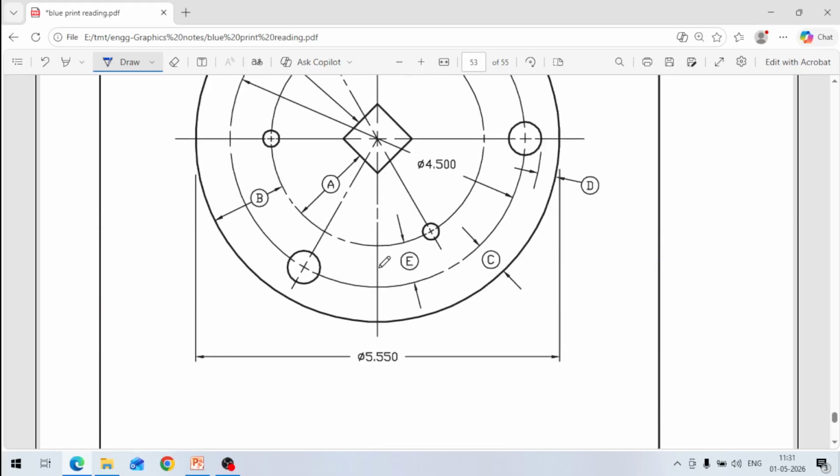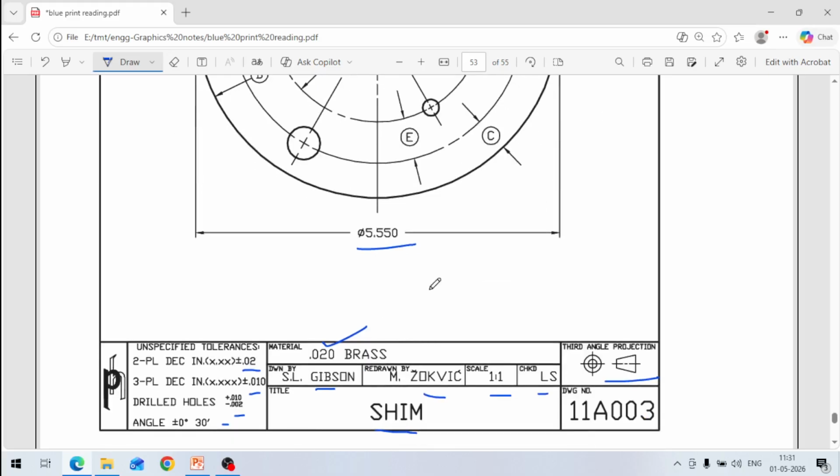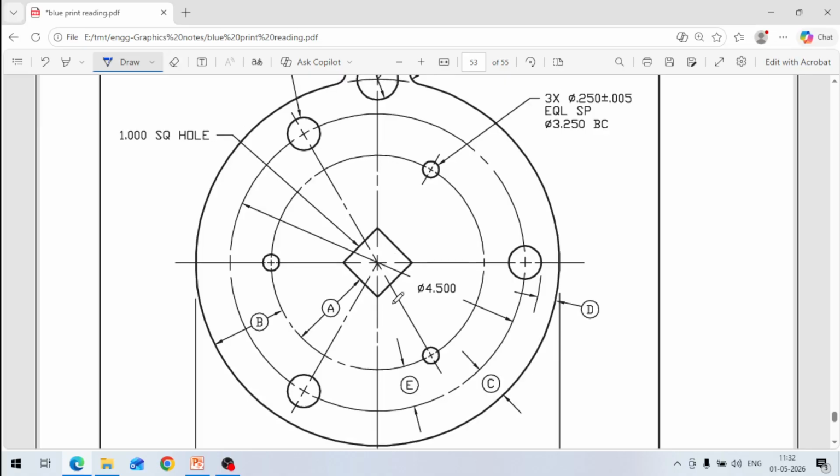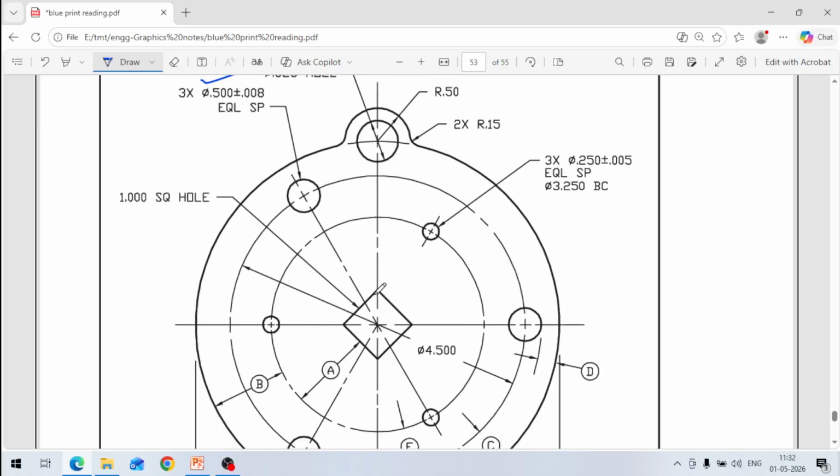Okay, so now let us discuss. Here it is given the diameter of the SHIM, the outer diameter. This sign phi is for diameter. So diameter is 5.550 inch. Because it is given to 3 decimal places, the tolerance here is plus minus 0.01 inch. Okay.